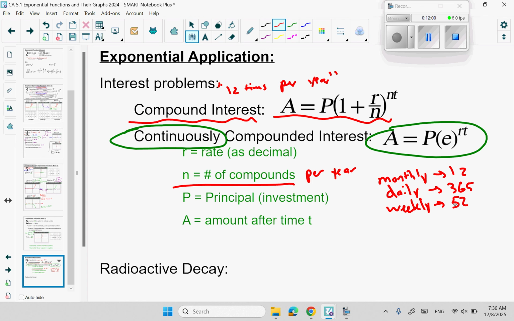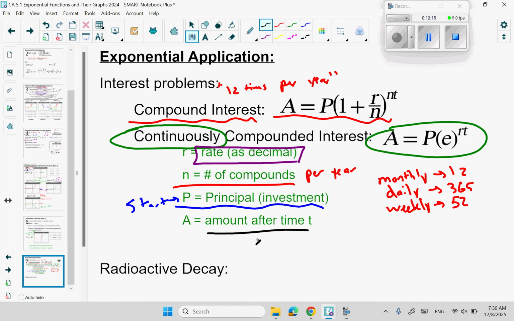Stuff like that. P principal is how much you invest. It's also how much you start with. Rate, you have to convert that into a decimal. It's a big deal. And A is how much you end with. Nice thing is all those are used over again. T is number of years.